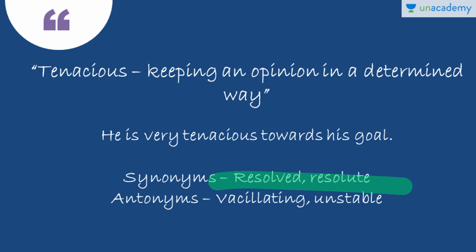And then we have the antonyms for this word, and the first one is vacillating. What is vacillating? Vacillating means when you waver between two different opinions. You are very irresolute. You first think of this opinion and then you think of that opinion. That is what vacillating is.